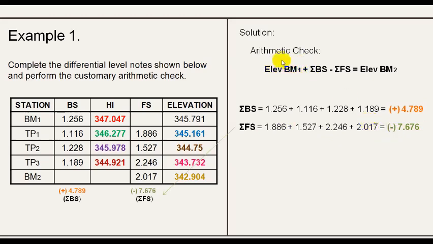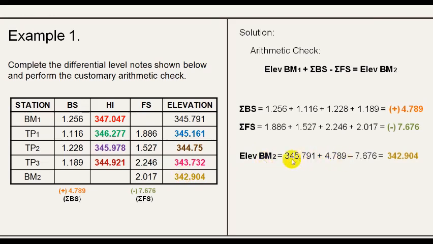So, karon known na ang elevation benchmark 1, natay summation sa backside which is 4.789 and summation sa foresight which is 7.676. So, substitute na lang nato para ma-compute nato ang elevation of benchmark 2. So, atong goal, atong computed na elevation of benchmark 2 should be equal sa atong na-compute a while ago.